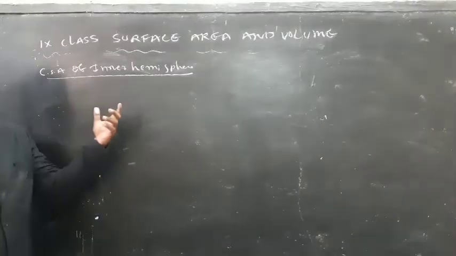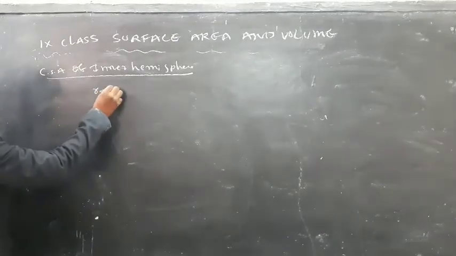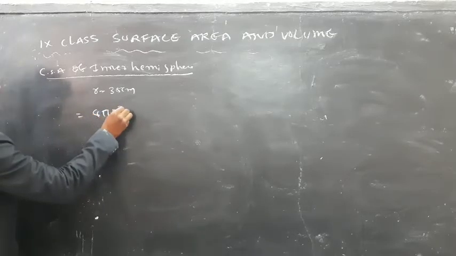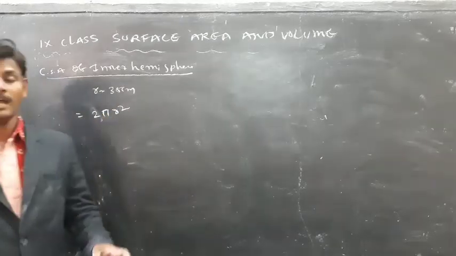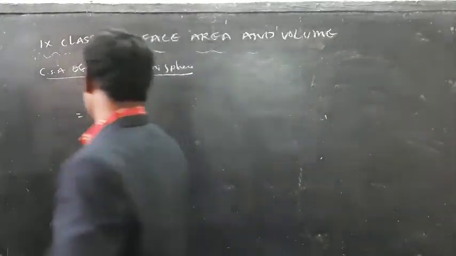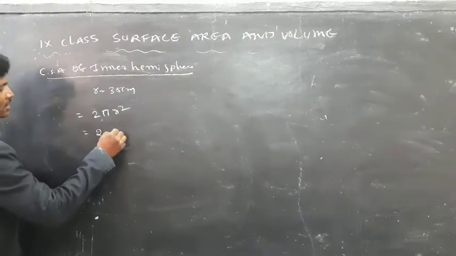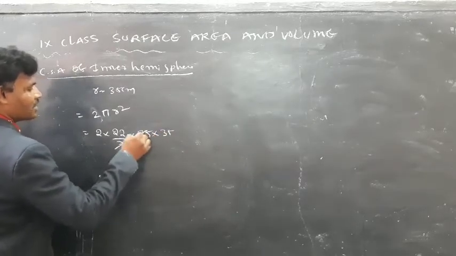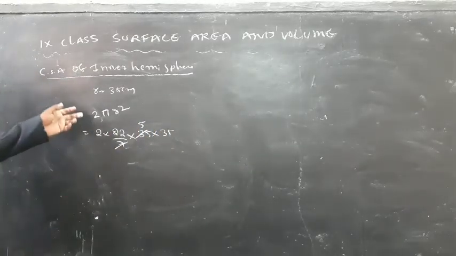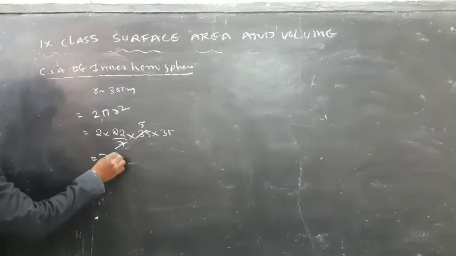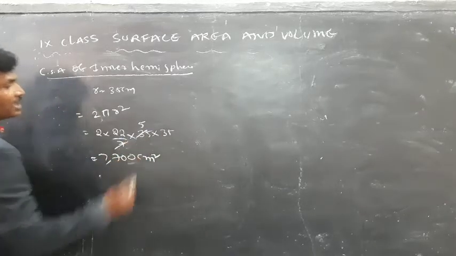Now CSA of the inner hemisphere. What is the radius? 35 centimeters. And what is the formula? 4 pi r square. Sorry. To find the curved surface area of the hemisphere, what is the formula? 2 pi r square. 2 into pi means 22 by 7 into r square means 35 into 35. So after the calculation you will get 7700 centimeter square.